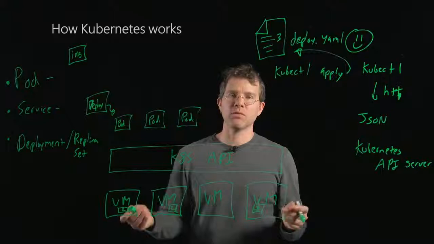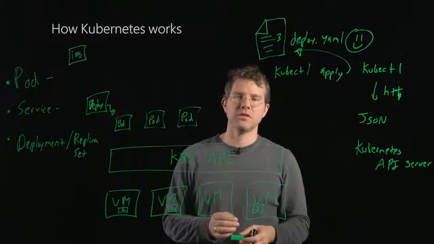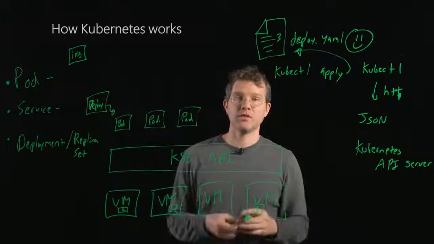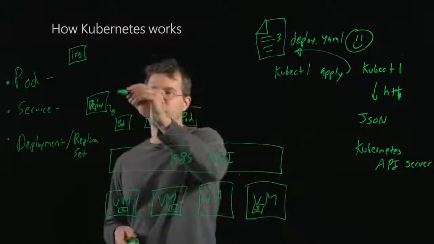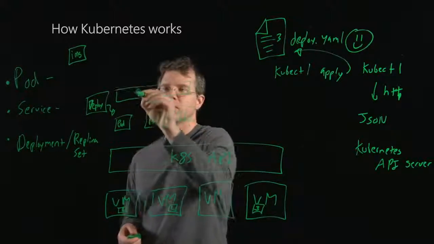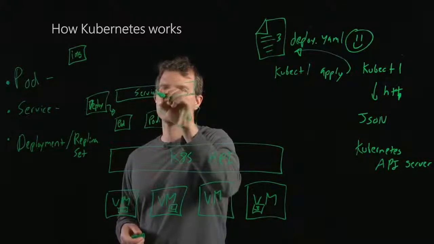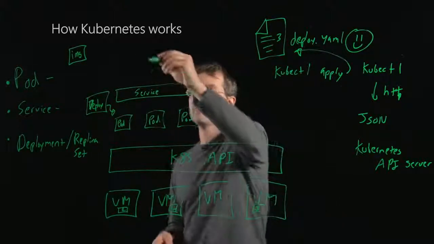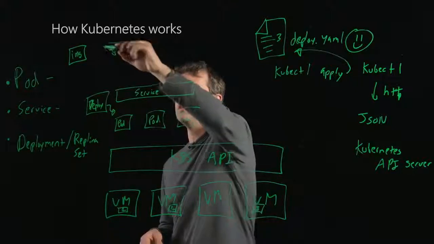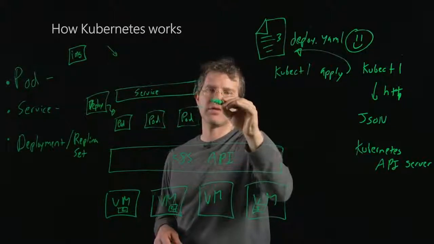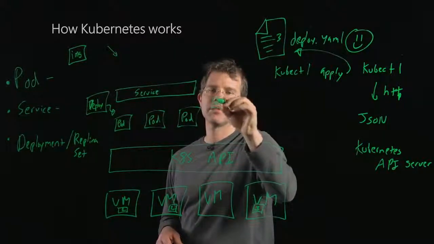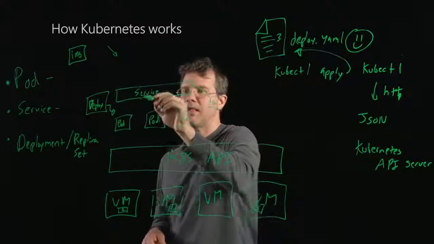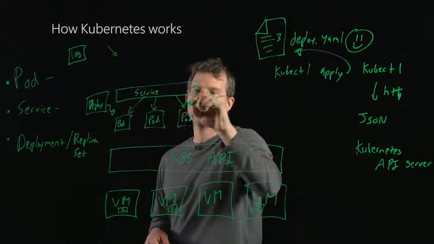I have my application up and running, but I need to actually expose it to someone to be able to consume it. To do that, I create a service. And the service is a load balancer that knows how to take traffic either from the outside world or from another service inside the cluster, and then load balance that traffic down to those containers.